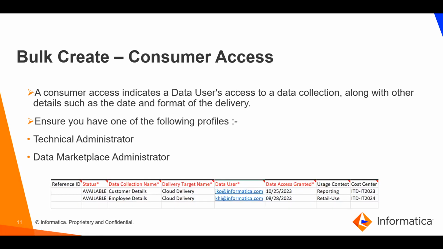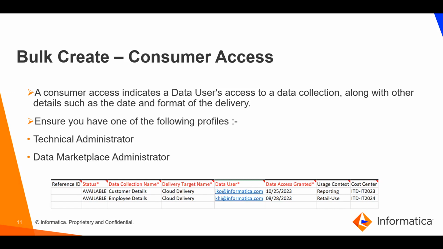This is the last topic: bulk create consumer access. A consumer access indicates a data user's access to a data collection along with other details such as the date and format of the delivery. We should have one of the following profiles in order to bulk create consumer access: technical administrator or the data marketplace administrator. So let us discuss the columns. First, the reference ID of the consumer access. Next, the status of consumer access in CDMP. It is given by three values: available, pending withdraw or withdrawn.